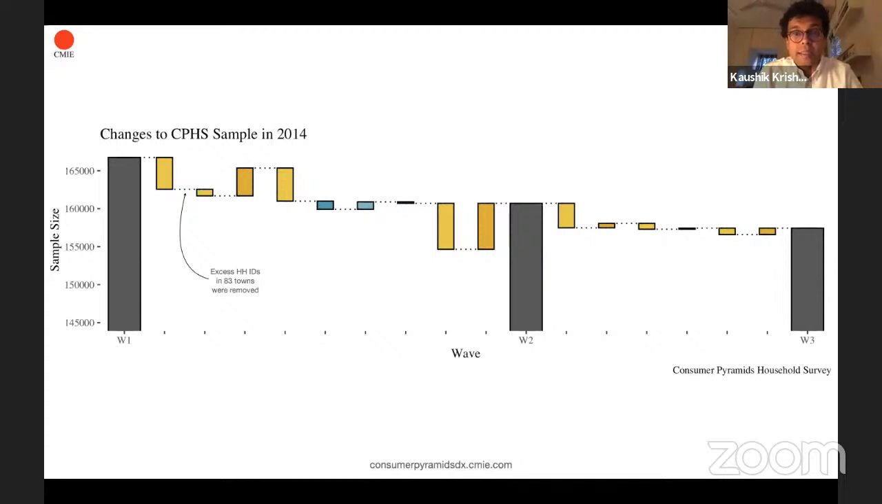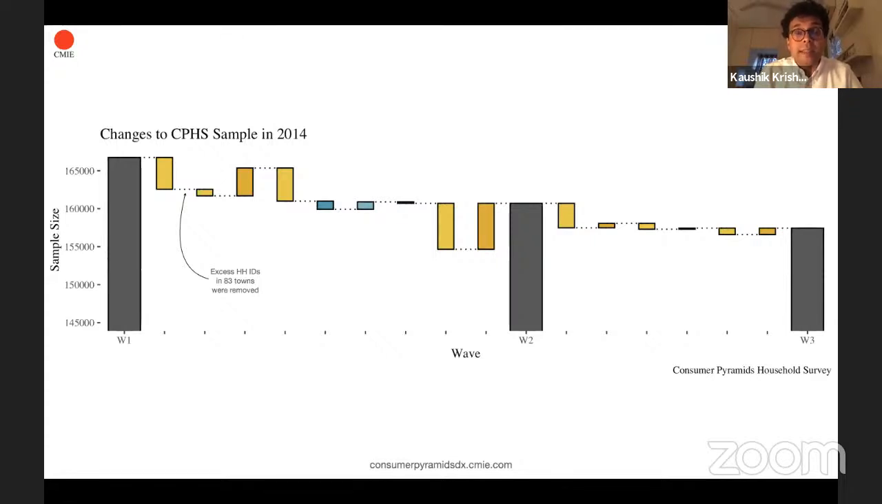We also randomly select towns in homogeneous regions. Each of these towns, we randomly select a minimum of 21 census enumeration blocks. Then within each of those blocks, 16 households are chosen at random using systematic random sampling.